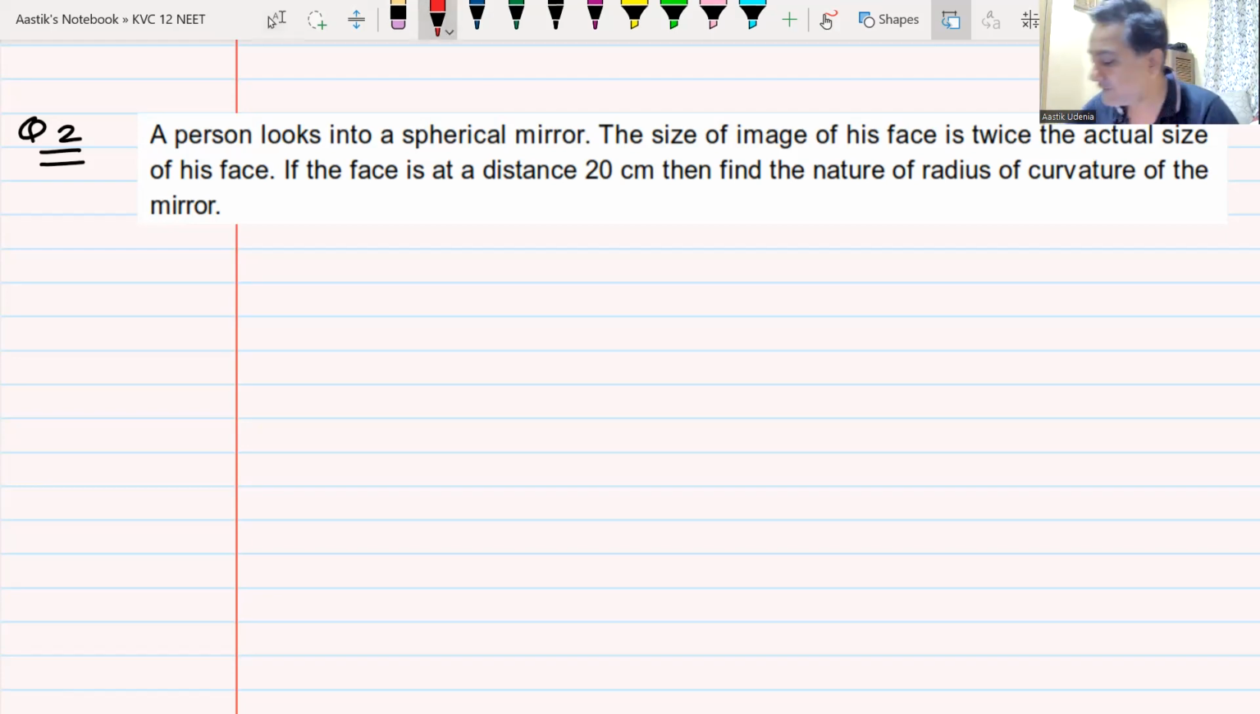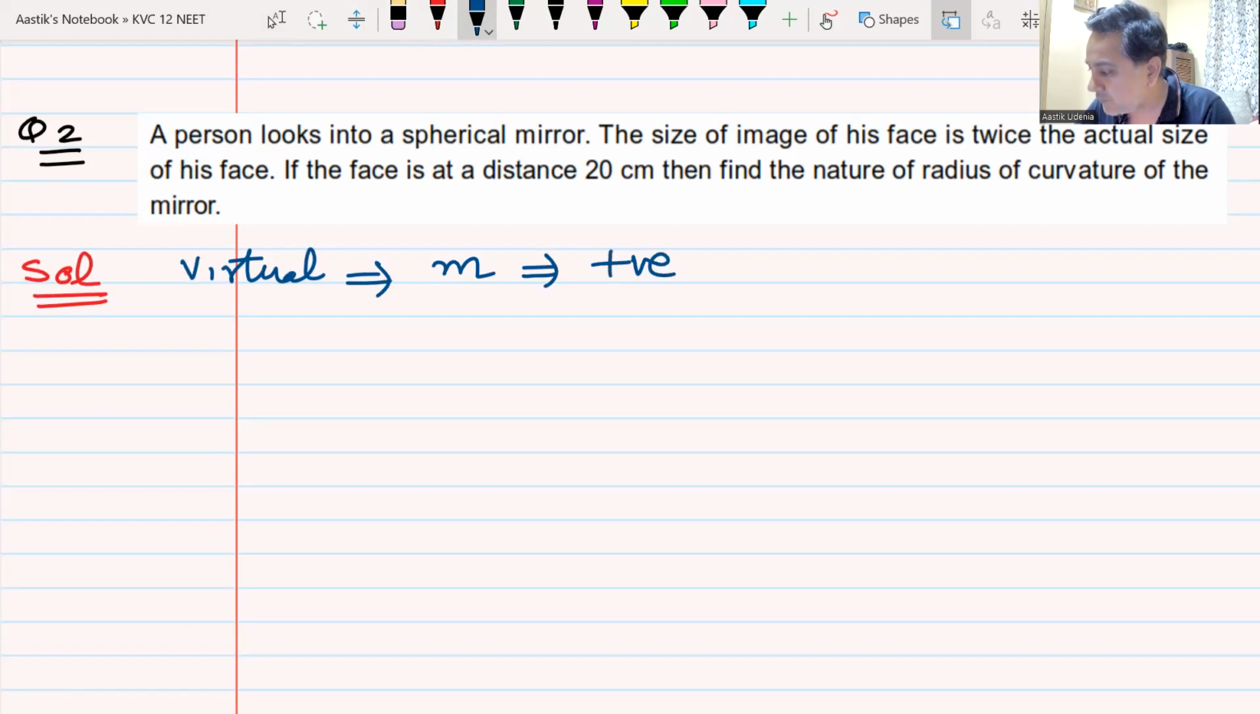Let us now solve this question together, the power of all of us together. So now we realize that the image is virtual. Do we realize this? Image is virtual, that means magnification is positive and it is given the size of the image is twice. So we understand that the magnification is +2. Yes or no? That's it. Magnification is +2, my dear friends.